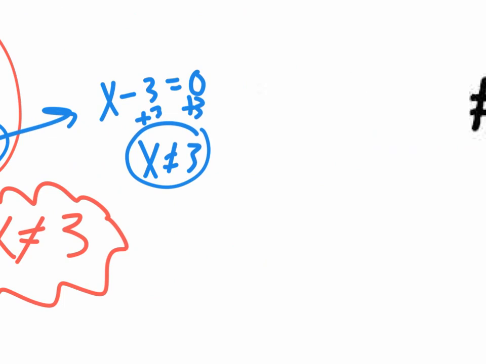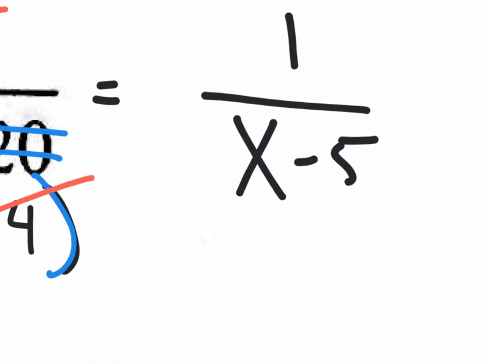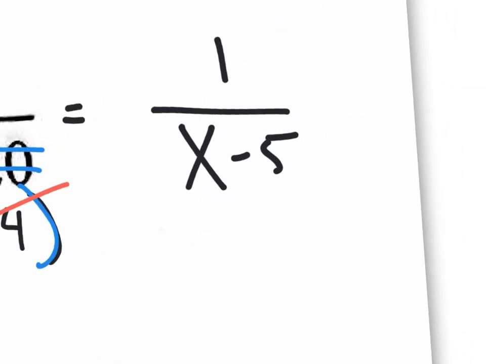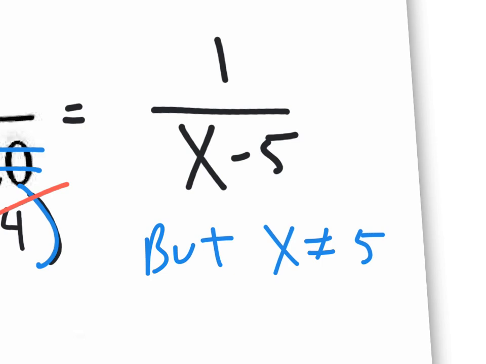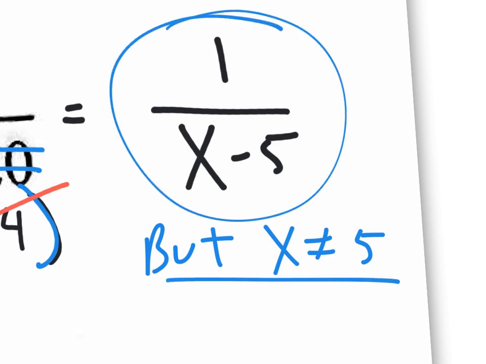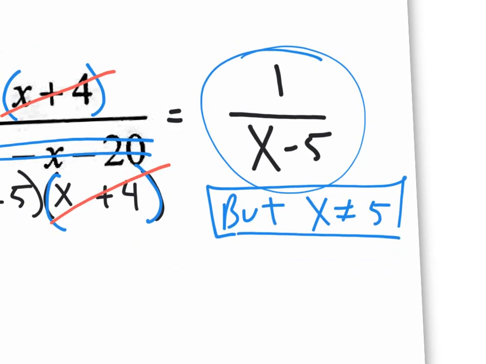Okay? So on this one over here, because I forgot, there's my answer. And we're going to say, but what? X can't be positive 5. So there's my answer. Here's my little detail in addition to the answer. What do you guys think?